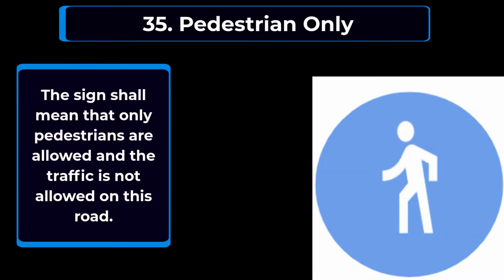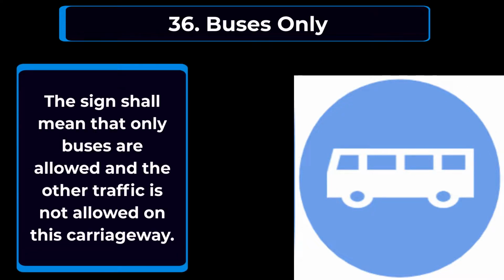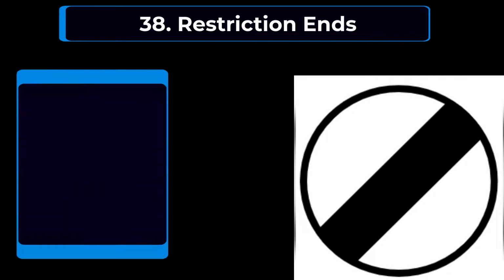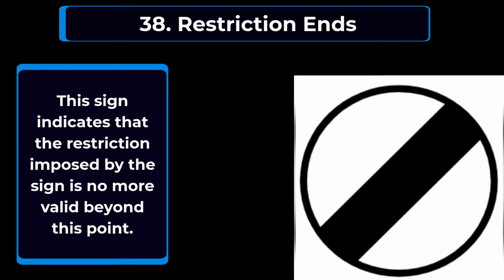35. Pedestrian only. The sign shall mean that only pedestrians are allowed and the traffic is not allowed on this road. 36. Buses only. The sign shall mean that only buses are allowed and the other traffic is not allowed on this carriageway. 37. Compulsory bus stop. This sign shows that all buses will compulsorily stop at this place. 38. Restriction ends. This sign indicates that the restriction imposed by the sign is no more valid beyond this point.